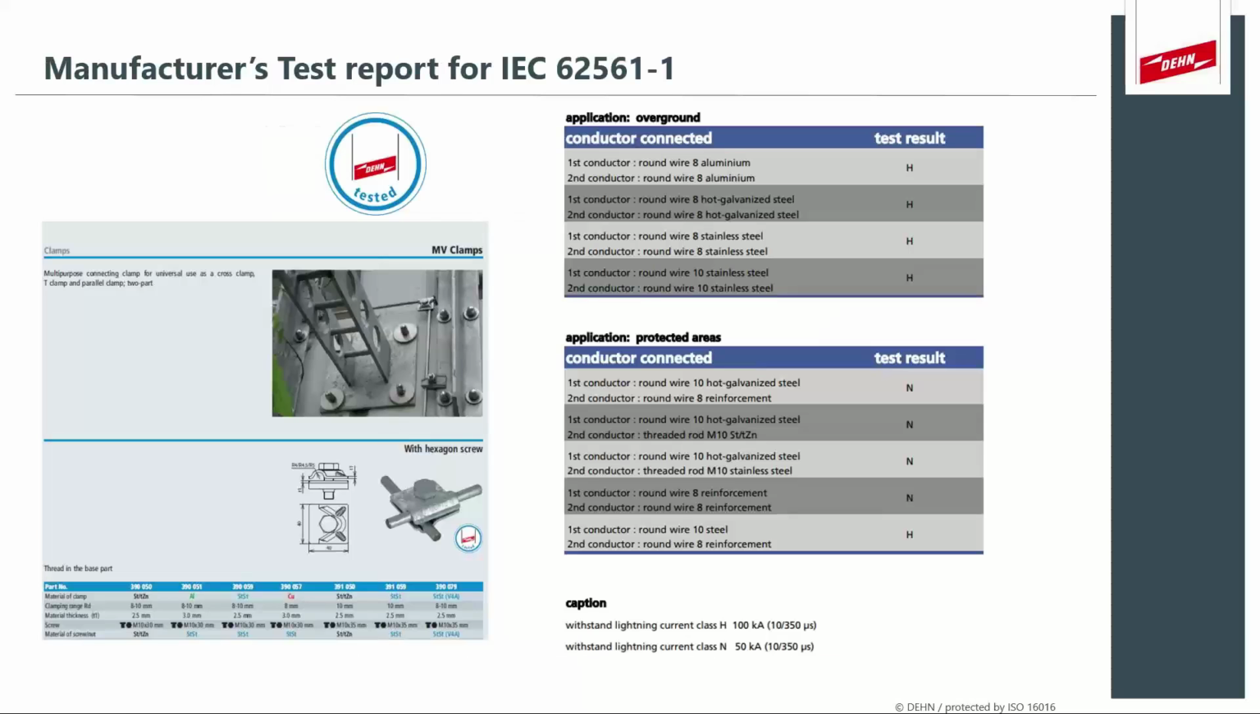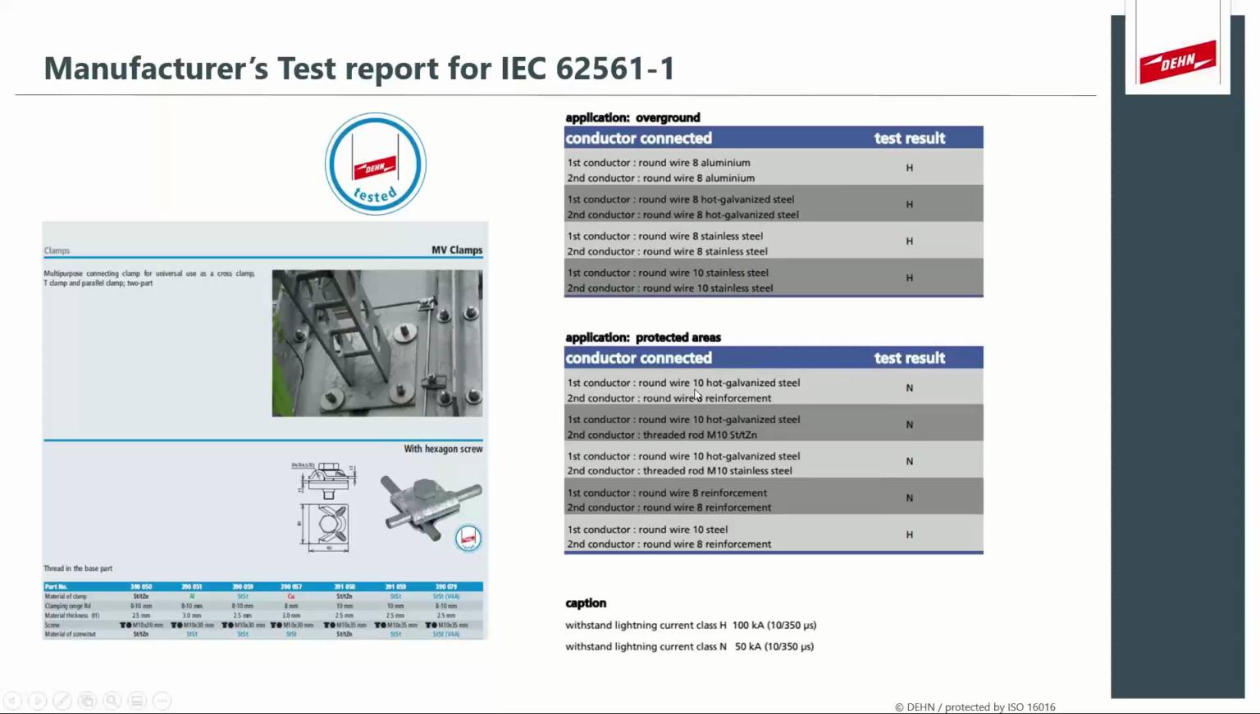This is an example of a manufacturer's test report, and this is typically what you would look for. So you can see for first positive stroke, as we explained in the beginning, 10/350 microsecond, it will be tested according to either class H or class N, meaning that this clamp will be able to handle either 50 kiloamps or 100 kiloamps. And in this specific test report, they talk about the clamp, for example, connecting an aluminium 8mm conductor on both sides, and then it will do 100 kiloamps.